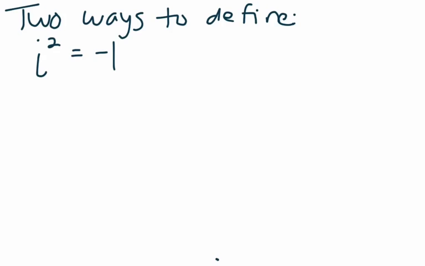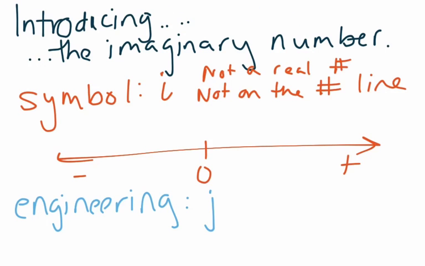It's i squared is equal to -1. Students will often say i is equal to -1, but that cannot be because -1 is on the number line. And we already have a number for -1. Okay, -1 is 1 unit to the left of 0 on the number line.